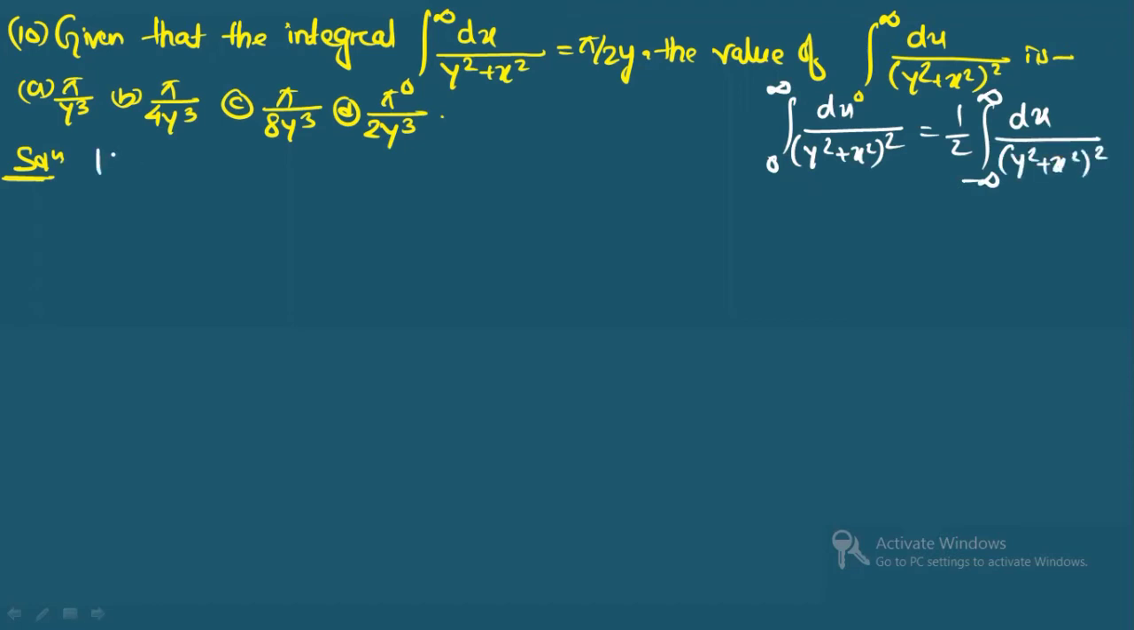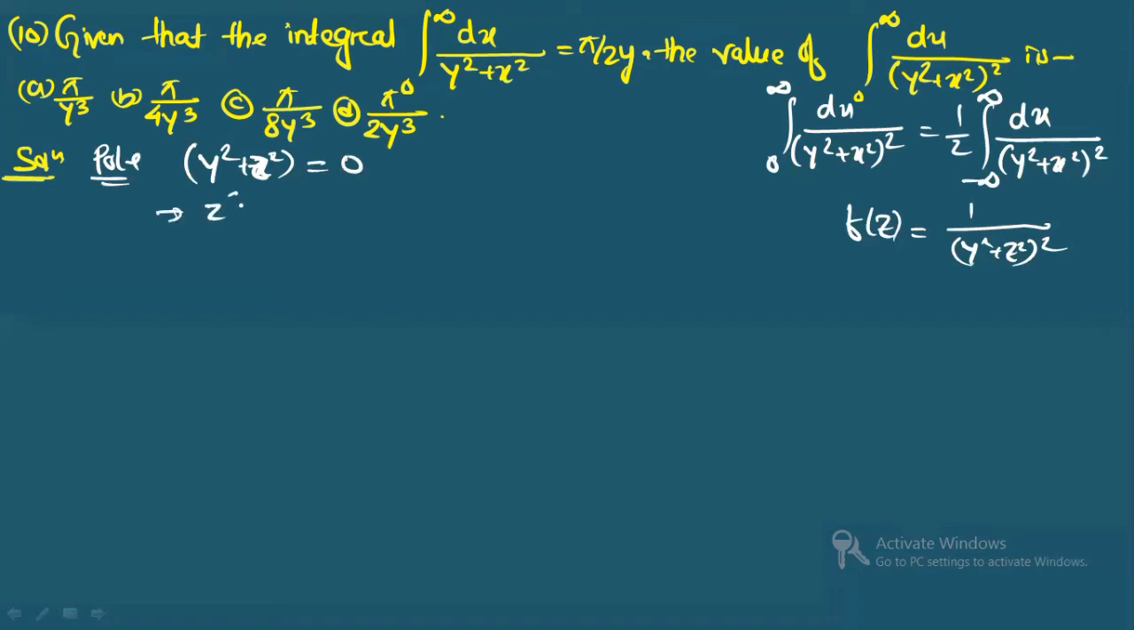Okay. Now we'll see the pole. For the pole, you will put the denominator equal to 0. I'm writing this as function f(z) equals 1 by (y square plus z square) whole square. So y square plus z square equals 0. From here you will get z square equals minus y square, which implies z square equals i square y square, that is z equals plus minus iy. It is a pole of order 2.